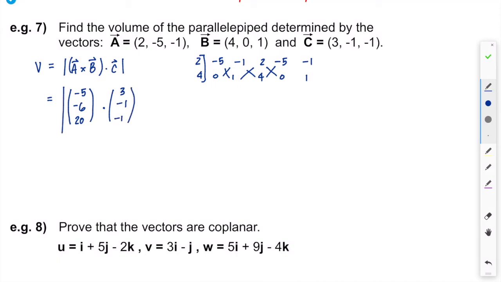Okay, what do we have? I have -15 plus 6 minus 20. So I have -35 plus 6, -29. So 29 units cubed, like that.